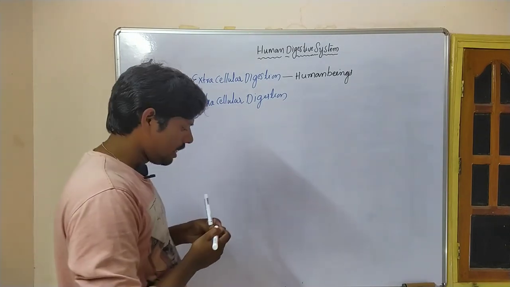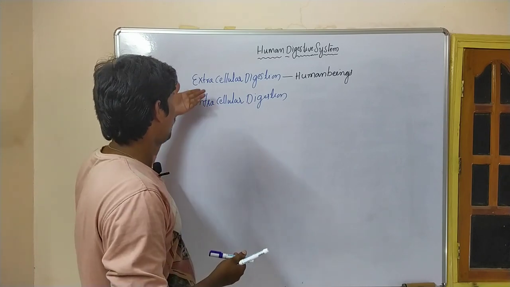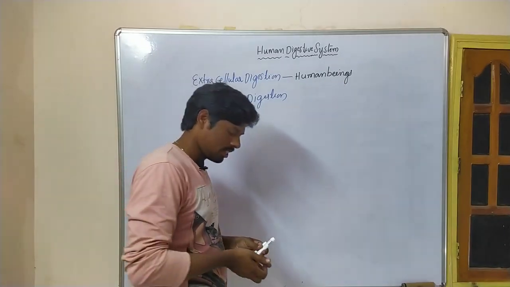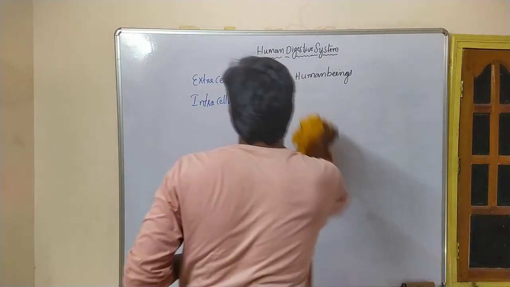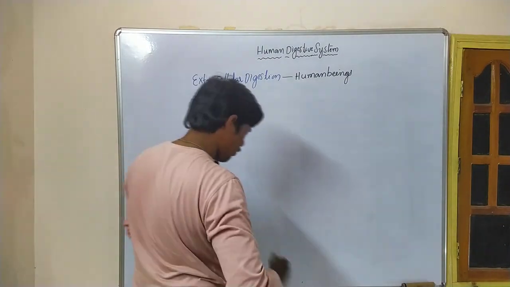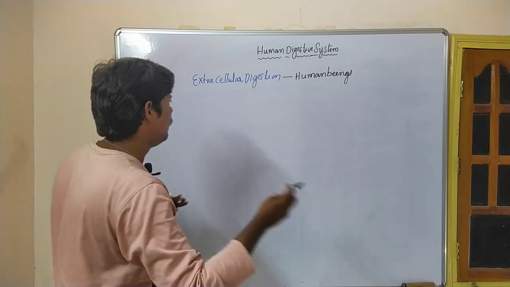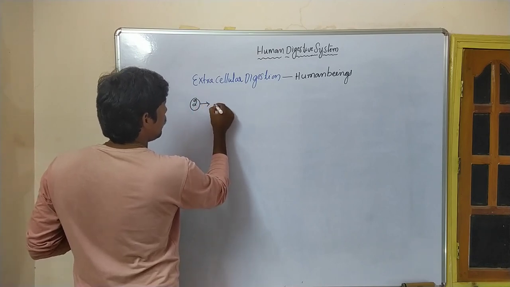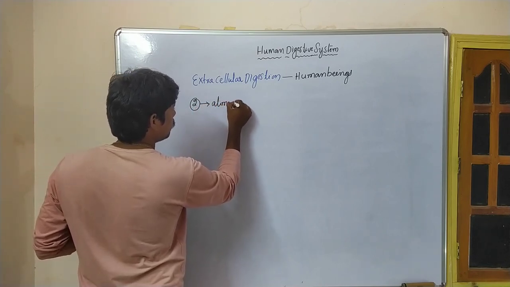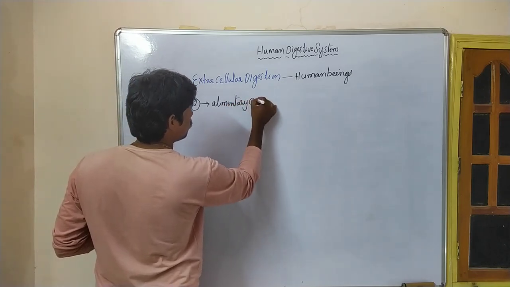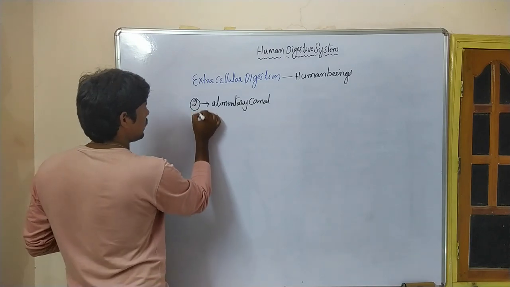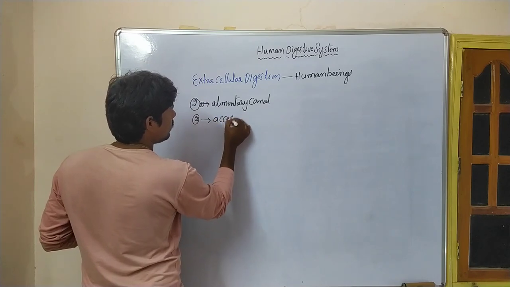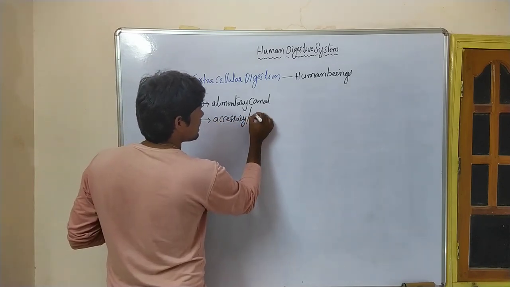So today we are going to discuss the complete process of how extracellular digestion takes place in human beings. So, let us start today's class. Extracellular digestion is associated with two important concepts. They include the elementary canal, and the second one is the accessory or secretory glands.